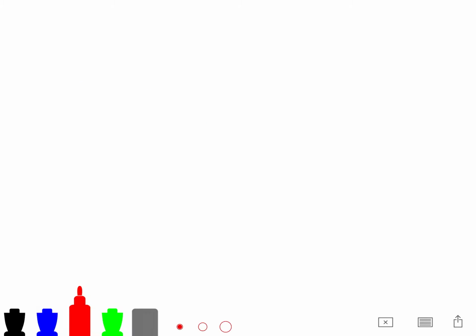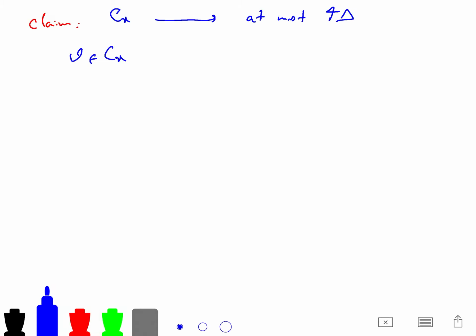And so I want to claim Arnold proves this interesting claim. Every non-empty cluster Cx created by the algorithm has a strong diameter at most 4 delta. The proof is very simple. We consider V in Cx. First, we argue that d(V, x) is less than 2 delta. Let xv be the closest center to V. Then dG(V, xv) is less than delta.